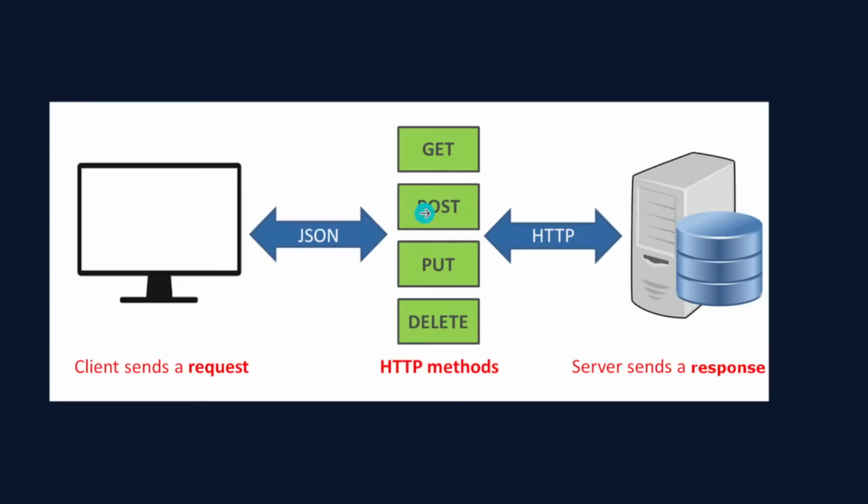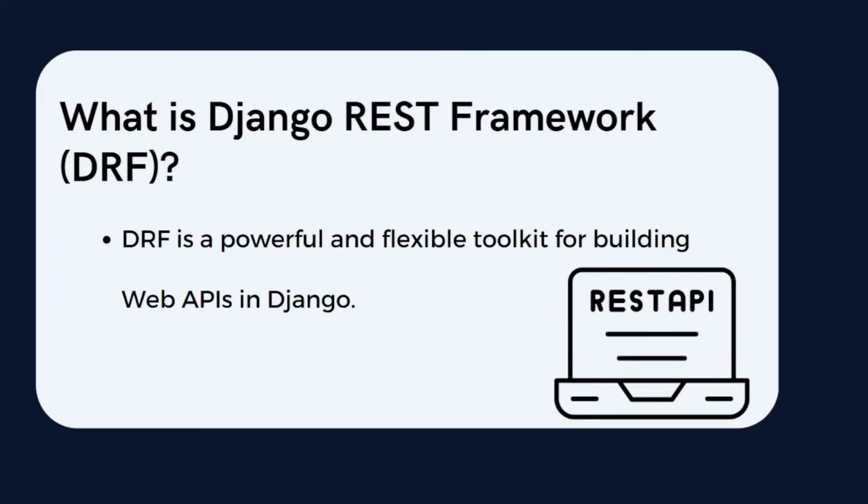The user creates new data in the server through the API. And if the user wants to alter any data, they use the put method, and to delete any data, they use the delete method. This is how the REST API works.